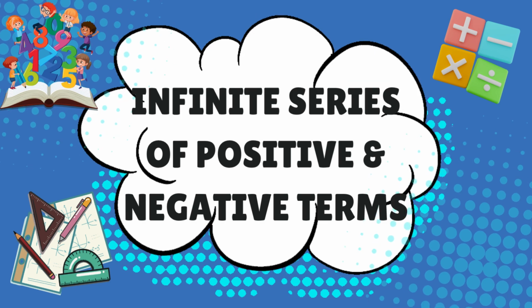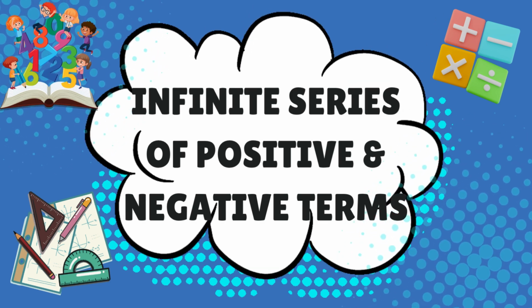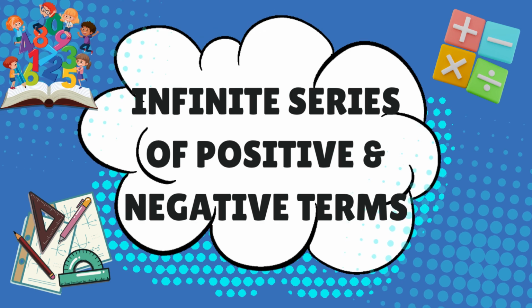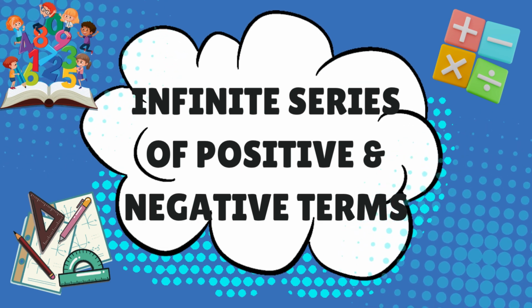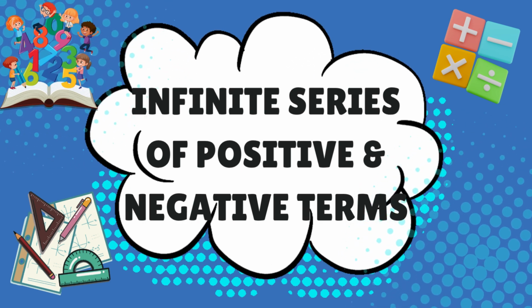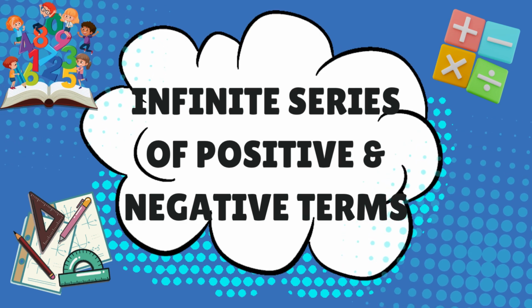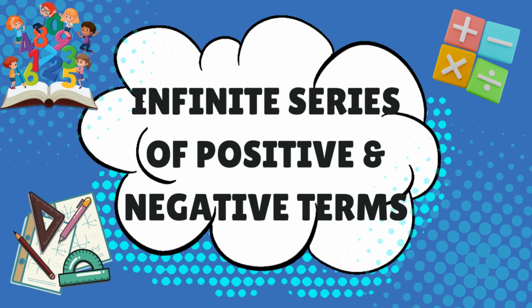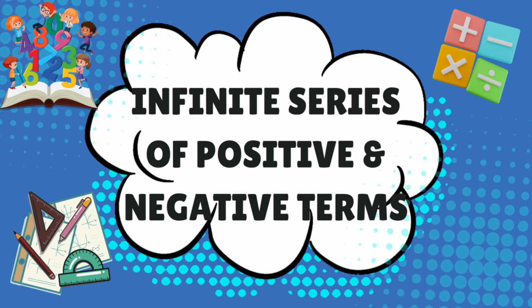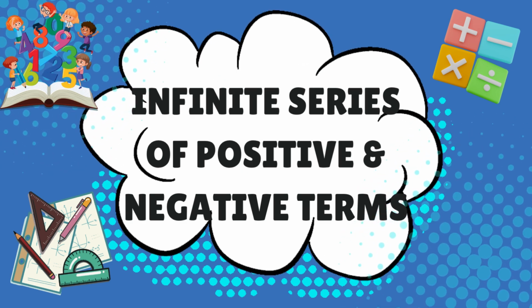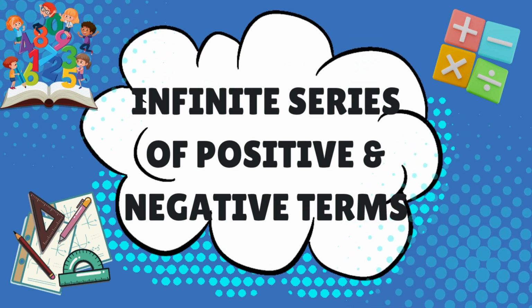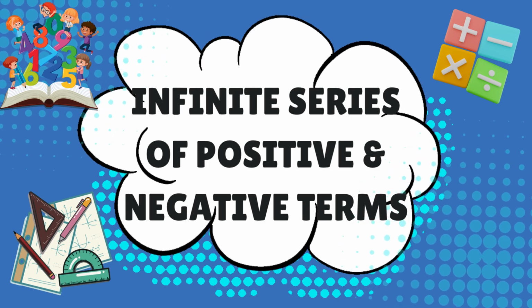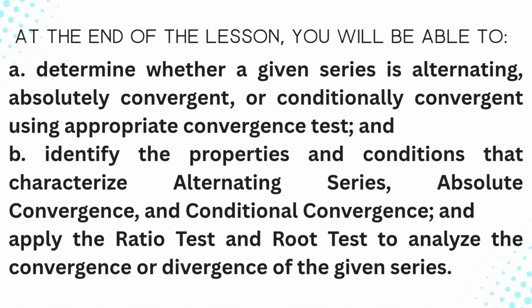You will understand how the alternating series test is used to check their convergence and learn the difference between absolute and conditional convergence, which show how the signs and order of terms affect the behavior of a series. You will also study the ratio test and root test, which are used to determine convergence or divergence in series that involve powers, factorials, or exponential terms. But before that, let us have our learning outcomes.